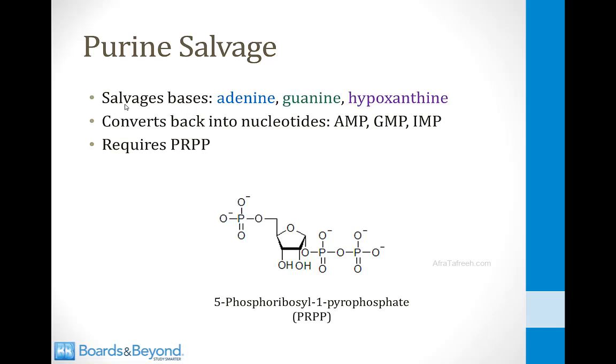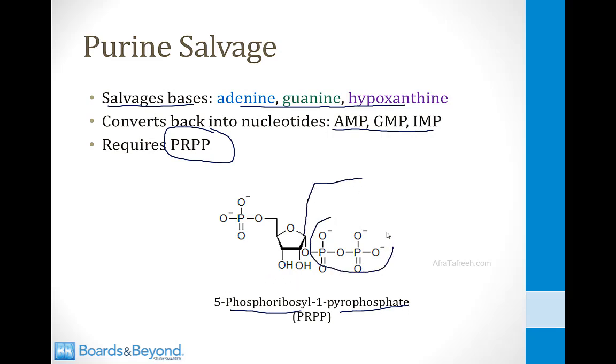So purine salvage will salvage the bases adenine, guanine, and hypoxanthine and convert them back into the nucleotides AMP, GMP, and IMP. In order to do that, you need that molecule we talked about before called PRPP. Recall that PRPP is phosphoribosyl pyrophosphate, and it is basically a nucleotide with no base over here. Instead, it has two phosphate groups. So what the cell will do is take this molecule and add it to one of the free bases and lop off the two phosphate groups, and then you will have a nucleotide again.